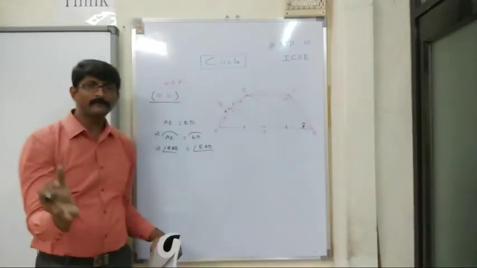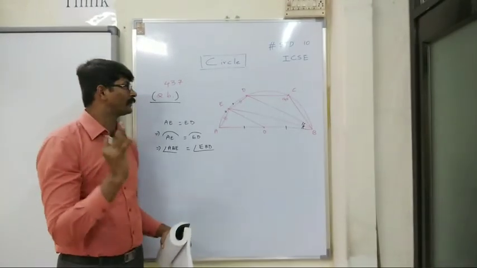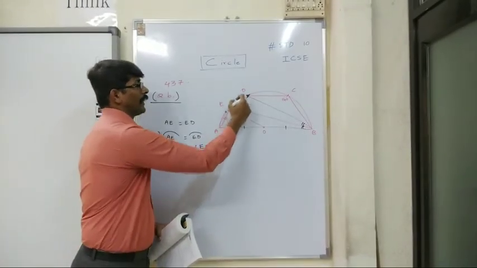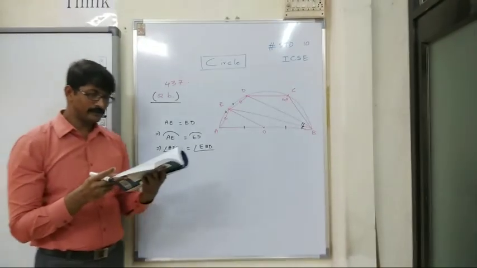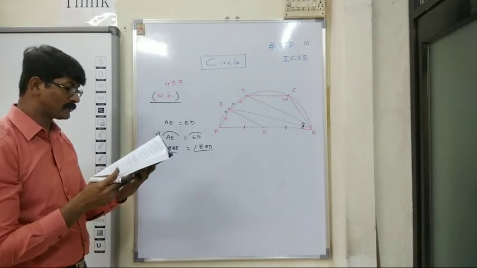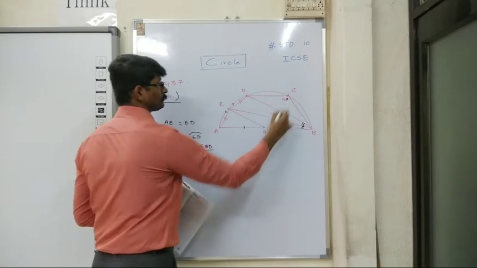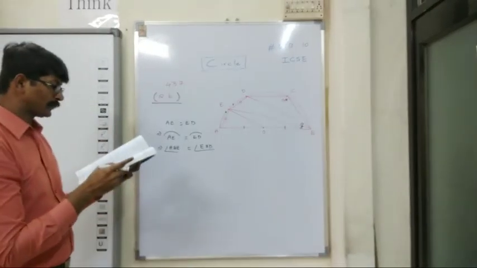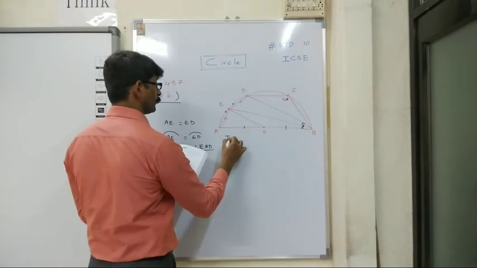Students understand, when the chords are equal, at the same time the arcs subtended by them are also equal, and if the arcs are equal, the angle at the circumference will also be equal. Let's see how this is going to be helpful in further things. Angle BCD is given as 140 degrees. And what you have to find is angle AED.